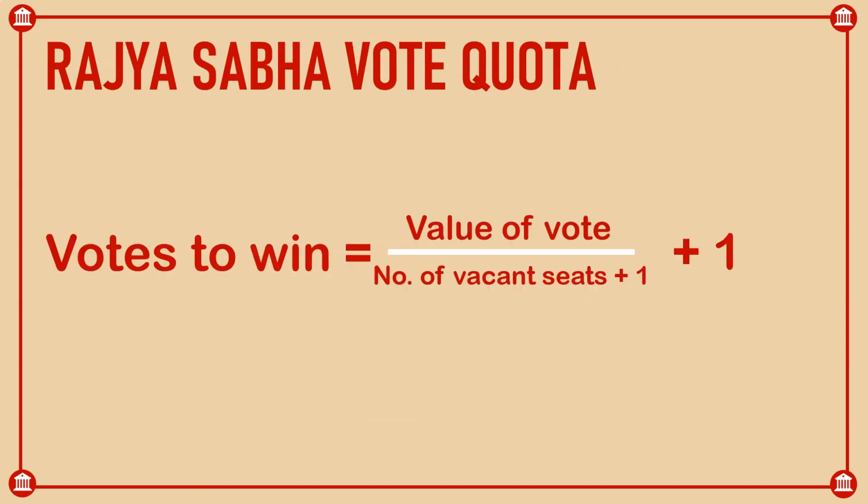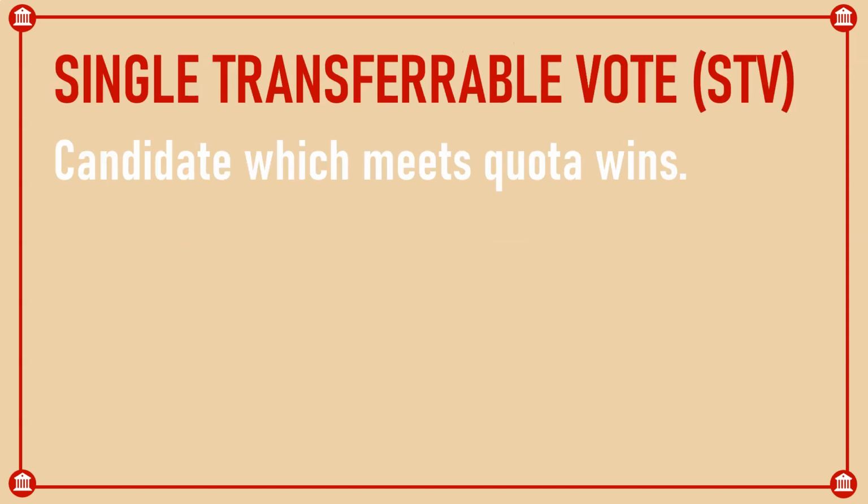In order to win a Rajya Sabha seat, you have to meet a certain voting quota. That's a minimum number of votes required to win a seat. The quota, or the votes to win, is equal to the value of the vote divided by the number of vacant seats plus 1, and you add 1 to that entire expression. The value of the vote is equal to the number of MLAs times 100.